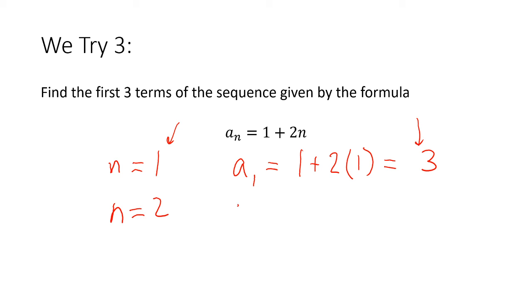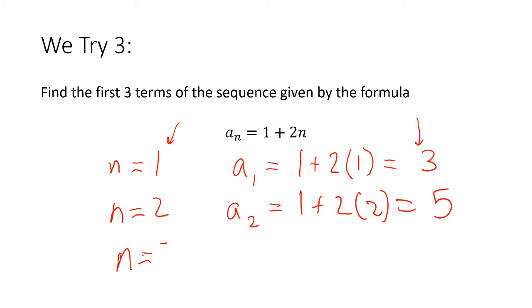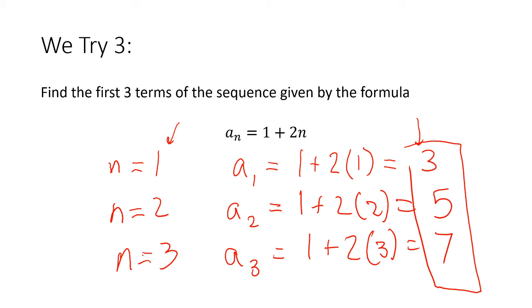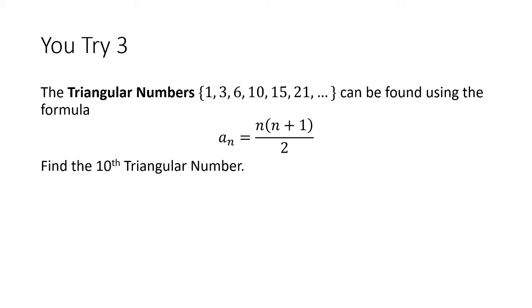For n equals 2, a sub 2 is going to be 1 plus 2 times 2. 2 times 2 is 4, plus 1 is 5. And then n equals 3, a sub 3 is equal to 1 plus 2 times 3. 2 times 3 is 6, plus 1 is 7. So these are my first 3 terms of the sequence, 3, 5, and 7. Go ahead and try this last one on your own, and we'll see you in a second.